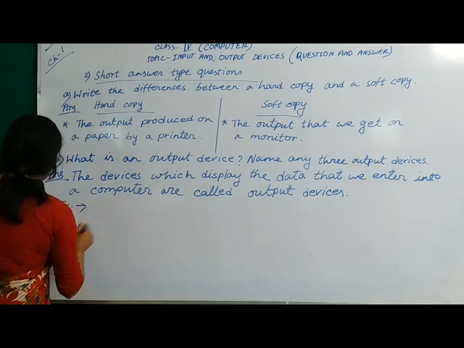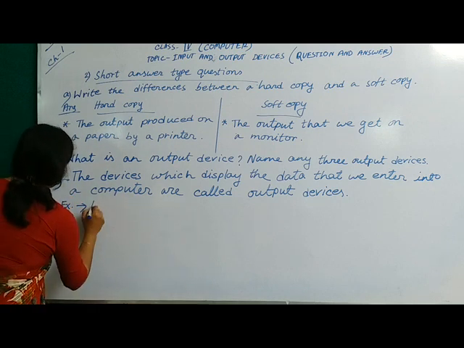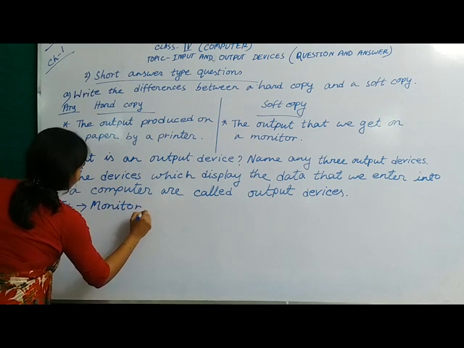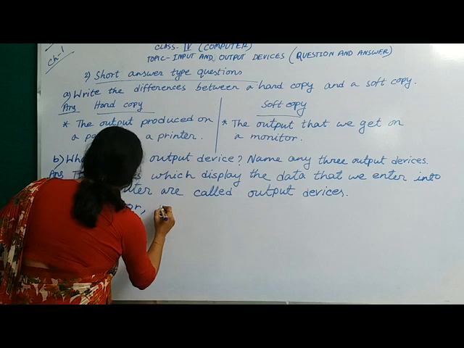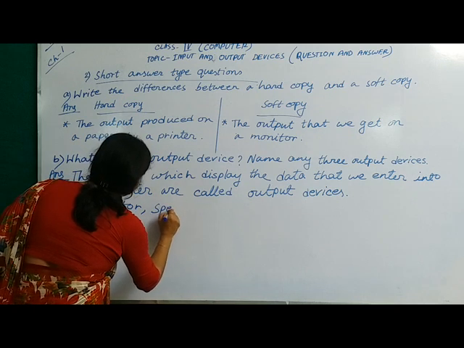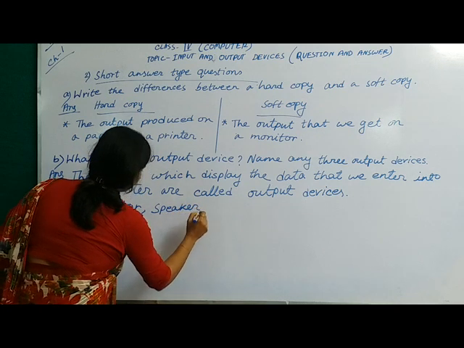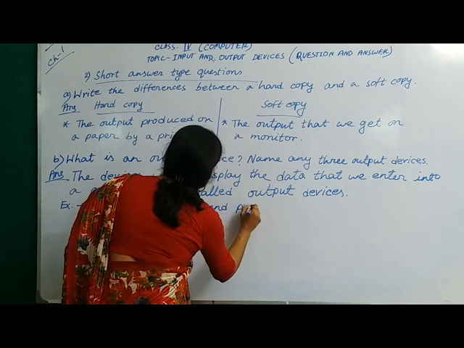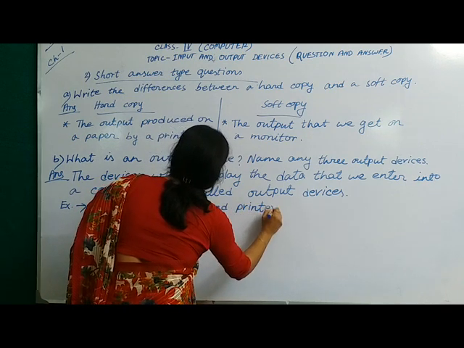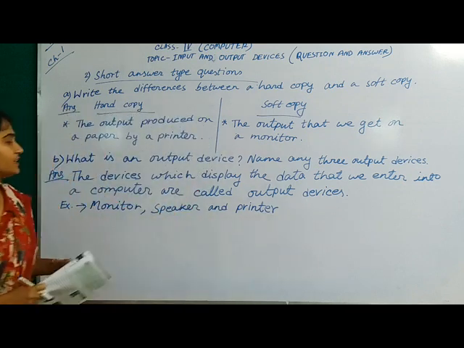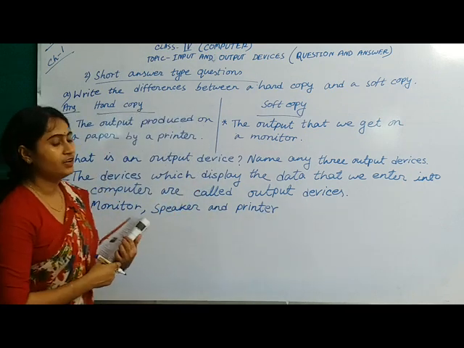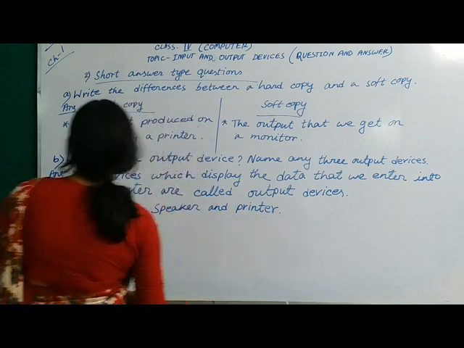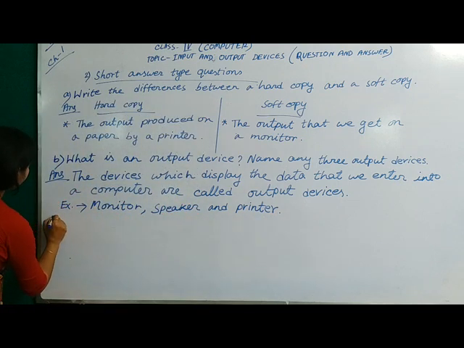First, monitor, next speaker and printer. Monitor, speaker and printer. These three are very common output devices. Next, question number C.